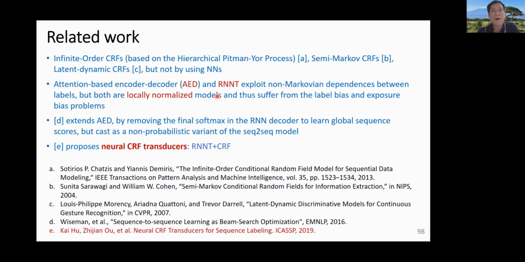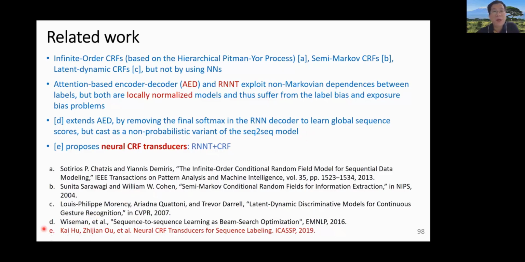More recently, the attention-based encoder-decoder (AED) and RNN-T have been developed, which exploit non-Markovian dependencies between labels, but both are locally normalized models, and thus suffer from the label bias and the exposure bias problems. The work of Deep extends AED by removing the final softmax in the RNN decoder to learn global sequence scores, but it is cast as a non-probabilistic variant of the sequence-to-sequence model.